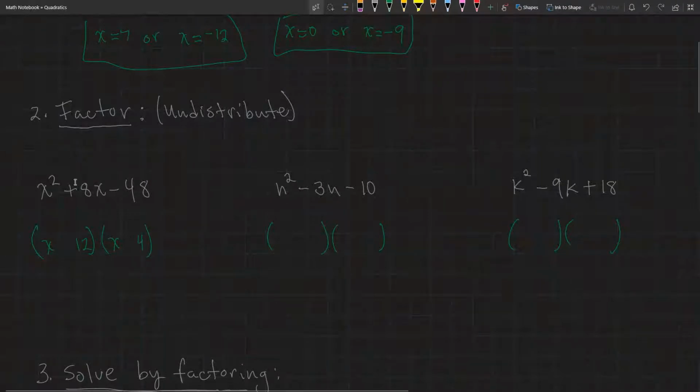12 and 4 seems to work. If we need to get a positive 8, that means that it was x plus 12 and x minus 4. All right, so check that. The sum is 8 and the product is negative 48. So that one checks and it is factored.